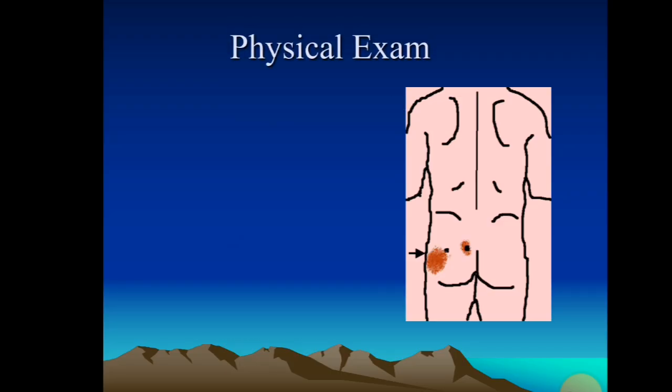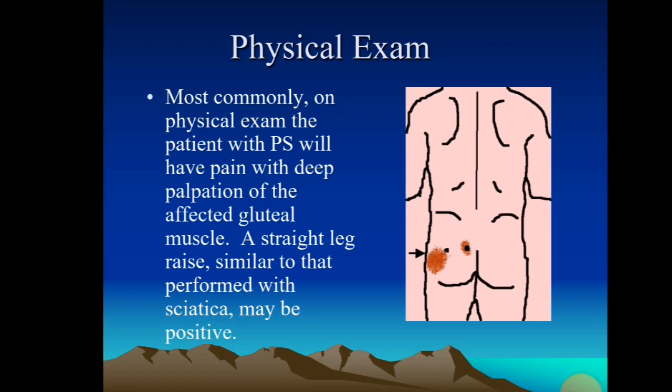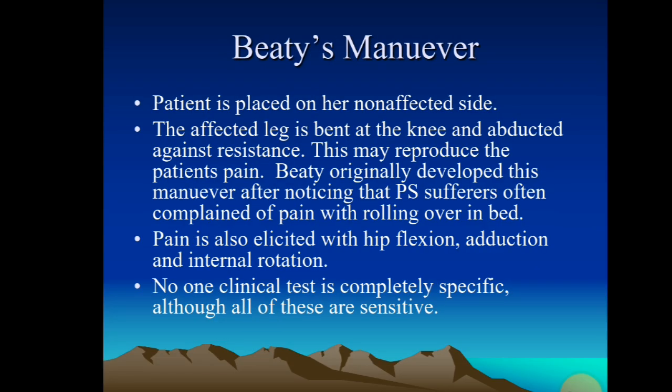On physical examination, you have deep pain on palpation affecting the gluteal muscle, and sometimes SLR is positive also. There is a BT's maneuver, where the patient is placed on the non-affected side, and then the affected leg is bent at the knee and abducted against resistance, which can reproduce the patient's pain.